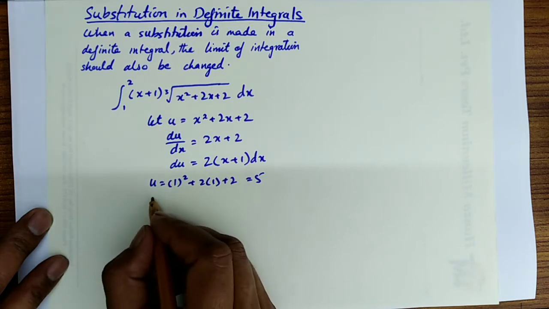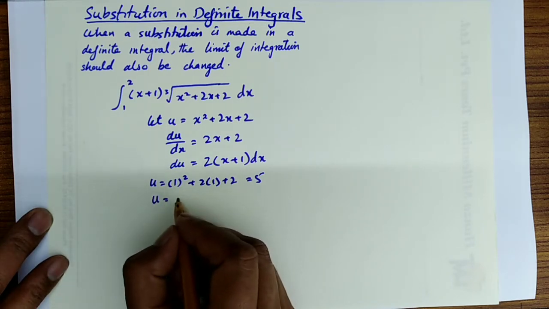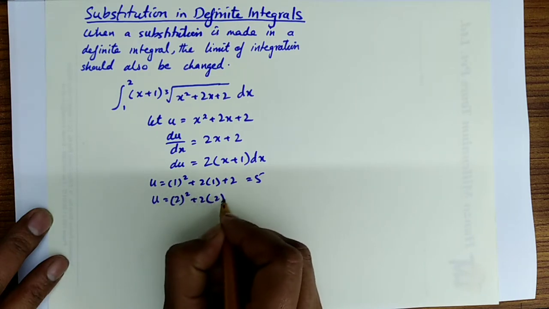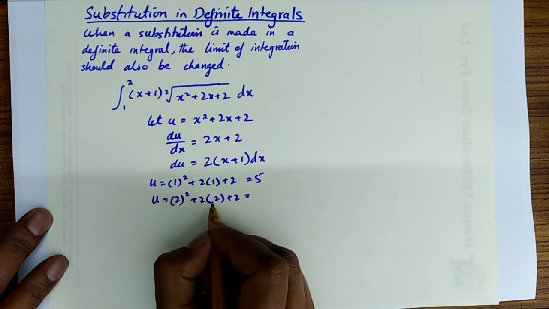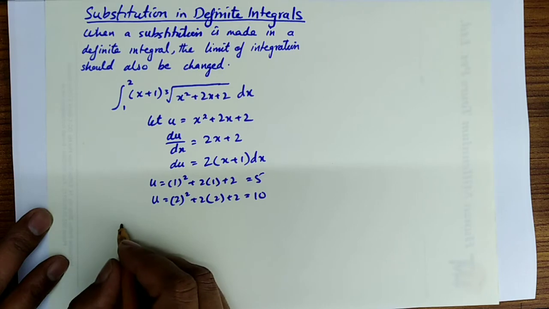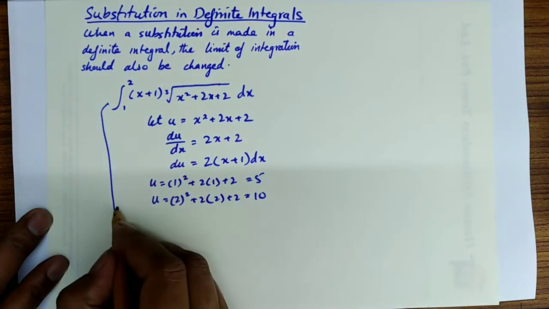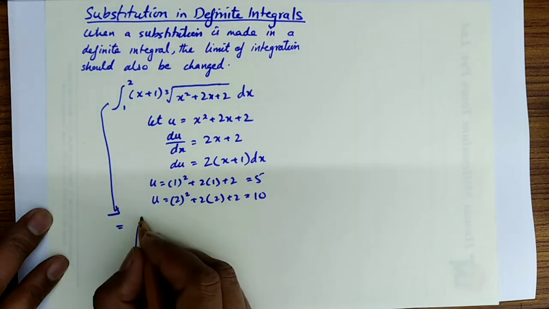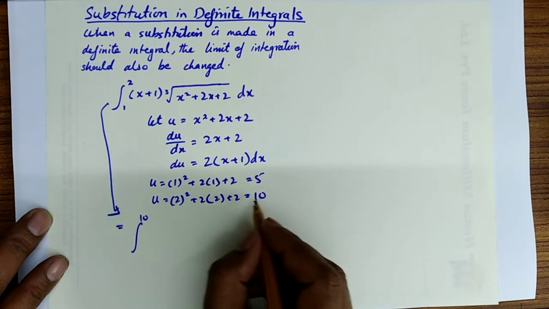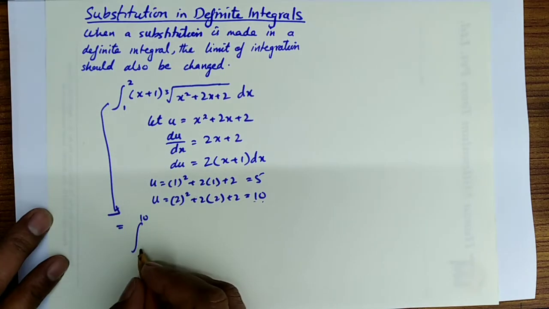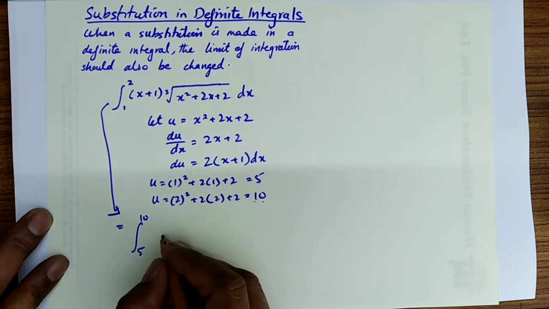So the second, upper limit, that is 2. Do write 2 here, plus 2 into 2 plus 2 is 4, plus 4 plus 2, that is 10. Now the new form after substitution, this question will be now in a different form, like the upper limit, that is 10. Okay. Now in place of this 2, I have to write 10, and in place of this 1, I am going to write 5, right?